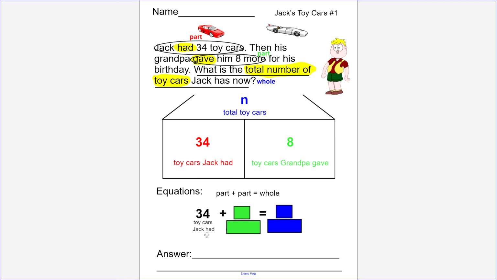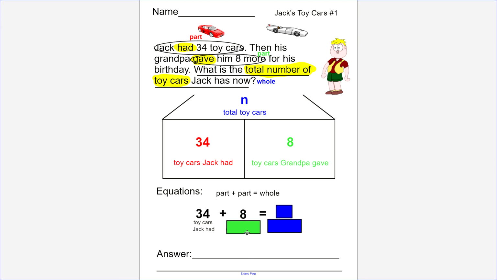34 toy cars Jack had. I need to add that to my other part, seen here. 8 toy cars Grandpa gave. I'm going to write 34 toy cars Jack had plus 8.